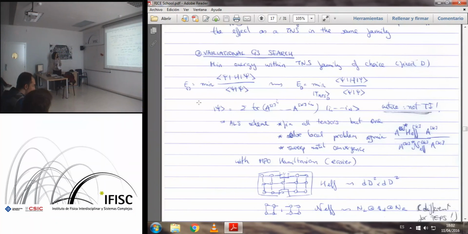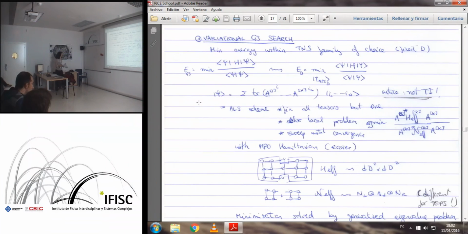The first one I want to talk about is this variational ground state search. This is very important because it's actually what DMRG does. You have heard of the DMRG algorithm. This is the state-of-the-art algorithm to solve one-dimensional problems, and actually it is the one getting the most precise results also in some two-dimensional cases by using this kind of snake MPS.